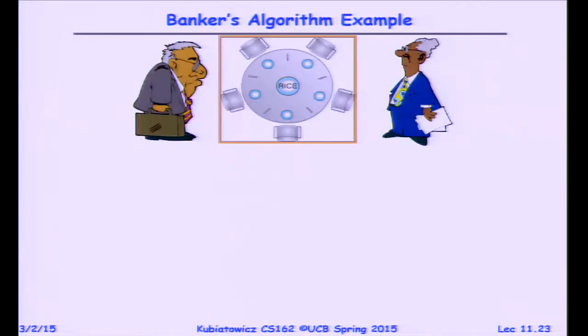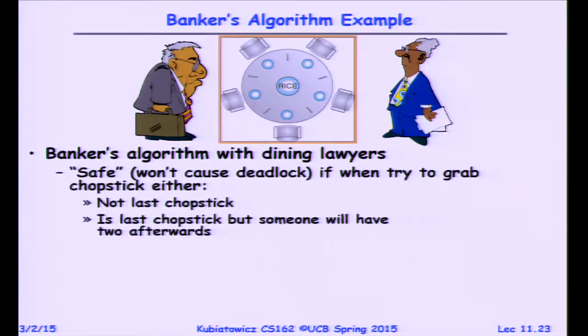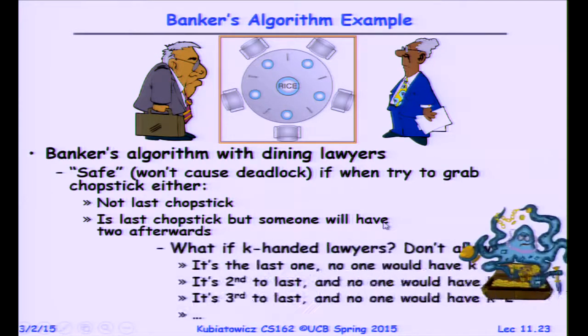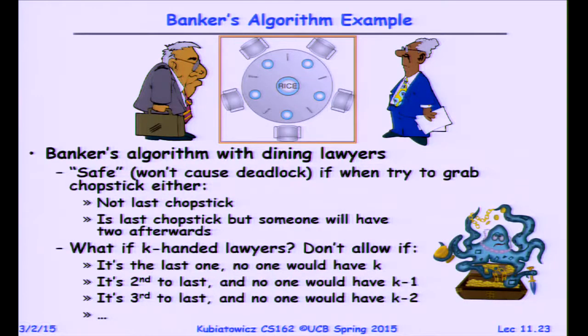Okay. And so here's an example, and we just did this. Safe means it won't cause deadlock when either it's not the last chopstick, or it is the last chopstick but somebody will have 2. There is the dining lawyer's solution using the banker's algorithm. And, of course, if we've got K-handed lawyers, and I'll avoid lawyer jokes, but you get the picture: don't allow it if it's the last one and no one would have K, or it's the second to last and no one would have K-1, and so on. Any questions on this?